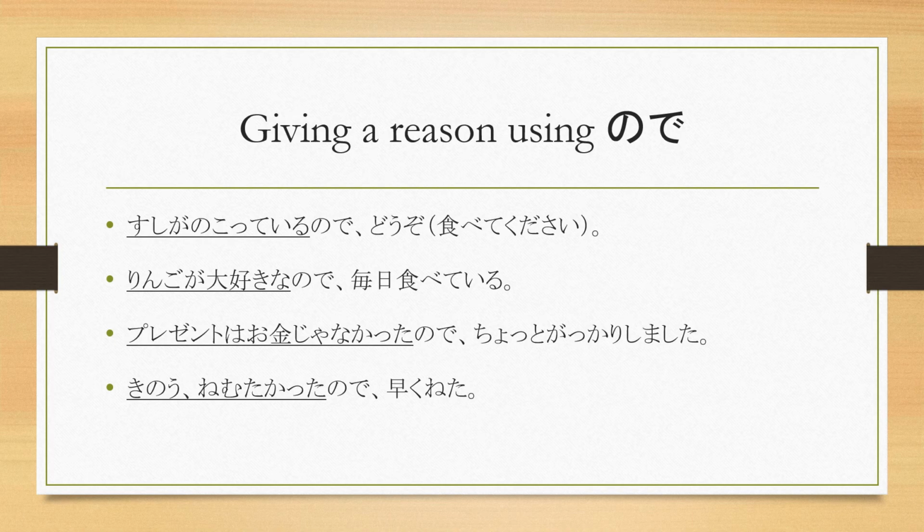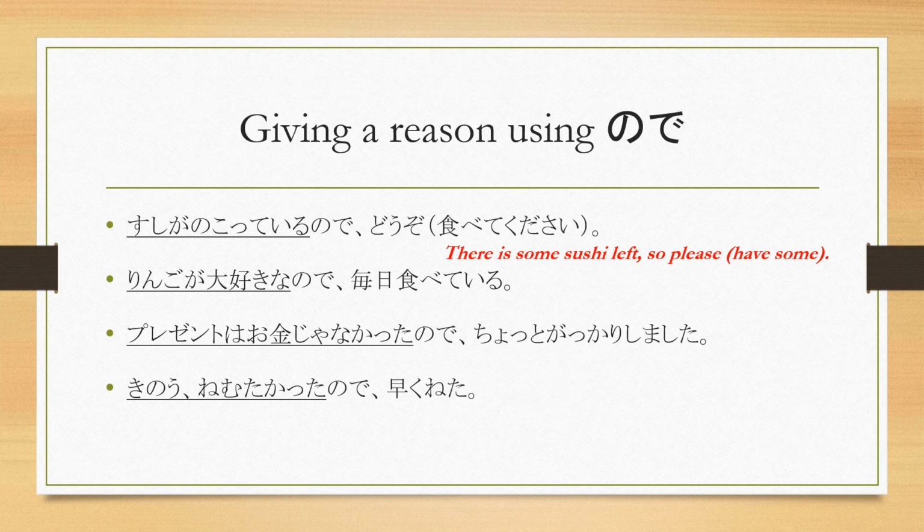The first one, 寿司が残っているので、どうぞ食べてください。Now, 残っている is a prescribed vocab from this unit. 残っている comes from the verb 残る, which is to remain. So 残っている means they are still remaining. Something still remains, there's still something left. So what do you think this sentence is saying? 寿司が残っているので、どうぞ。So there's still some sushi left, so please have some.